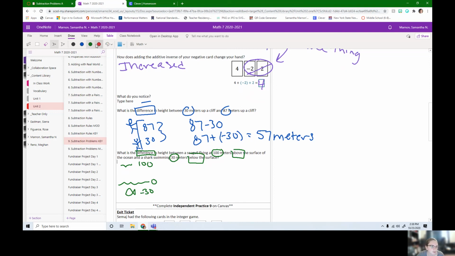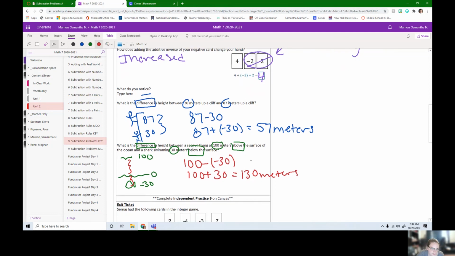Just real quick, if you got 70, I want you to look at this. If you wrote 100 plus -30, look at this distance. If this is 100 and this is 30, our overall distance is going to be more than 100, not less. So if it's a difference, you can write it as subtraction of negative 30. Or from our model, we can rewrite this: instead of subtracting a negative, add the positive. It's really 130 meters difference. So the seagull's 130 meters above the shark.